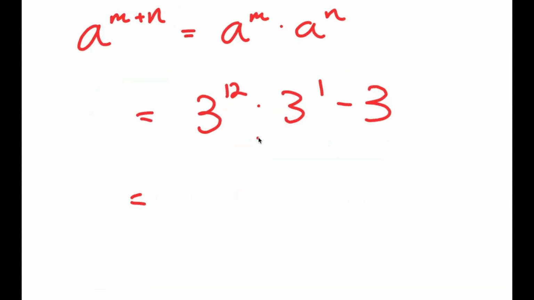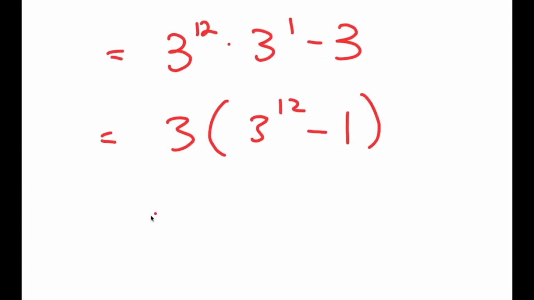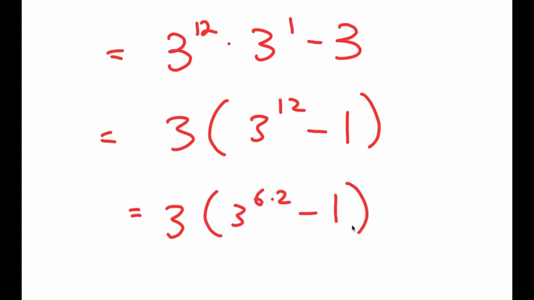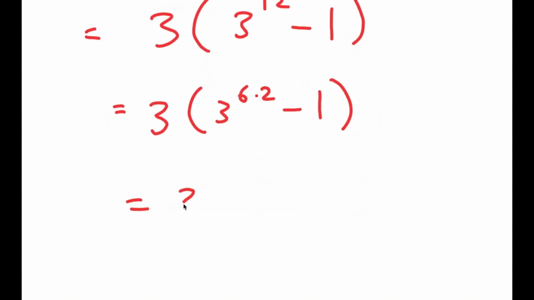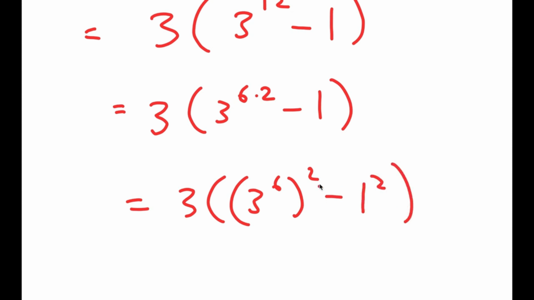And from here, I can factor out 3. So I get 3 times 3 to the power of 12 minus 1. Now 3 to the power of 12, I'm going to rewrite as 3 to the power of 6 times 2. And that's equal to 3 times 3 to the power of 6 to the power of 2 minus 1 squared.